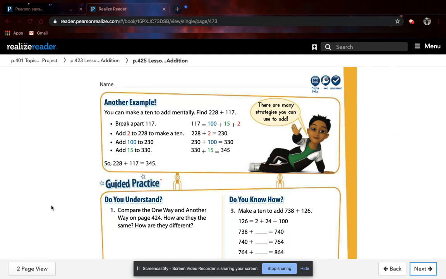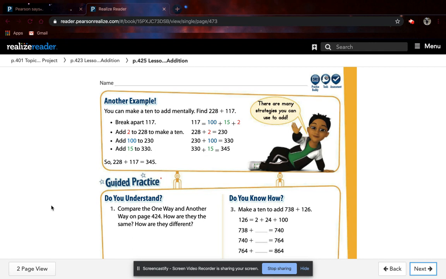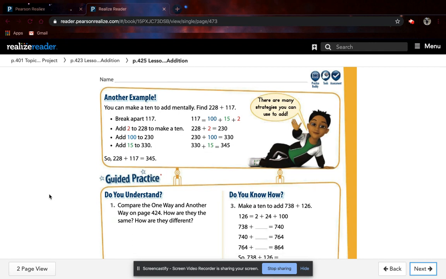Okay, now we're going to look at another example. Sorry, I flipped the page. On page 425, it says you can make a 10 to add mentally. Find 228 plus 117. And it says there are many strategies you can use to add. If I were you, I would pick which one I like best and use that one all the time, unless the problem is telling you to use a different one. So like on the test, it would say, use this strategy to solve this problem. If it doesn't say that, you can use whichever one you want.